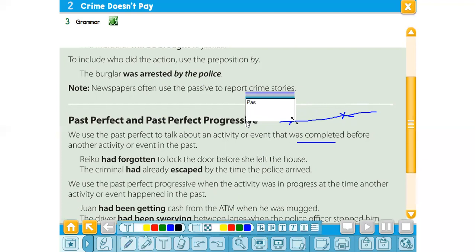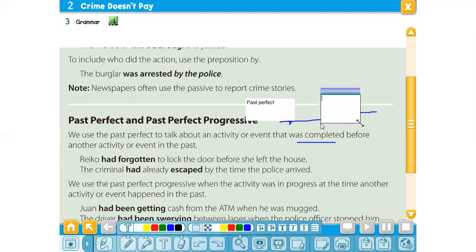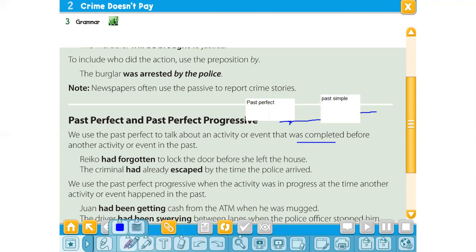Here is past perfect. And here is past simple. Clear now? Past simple. Okay, what is the form of past perfect?